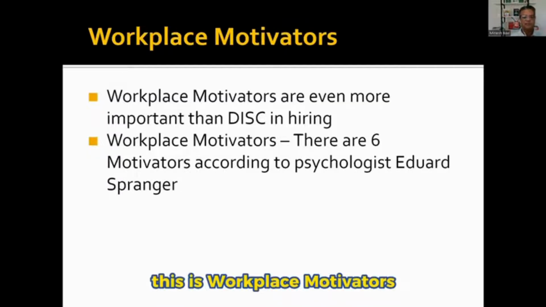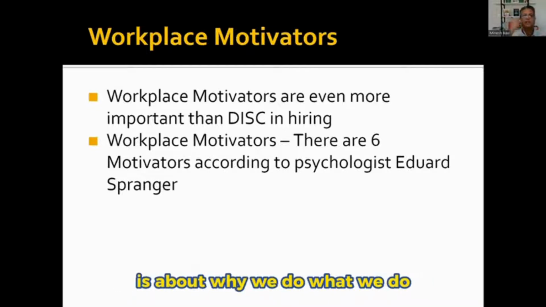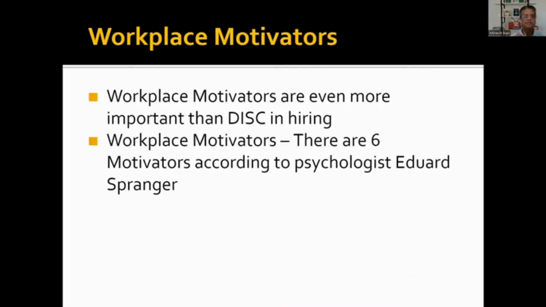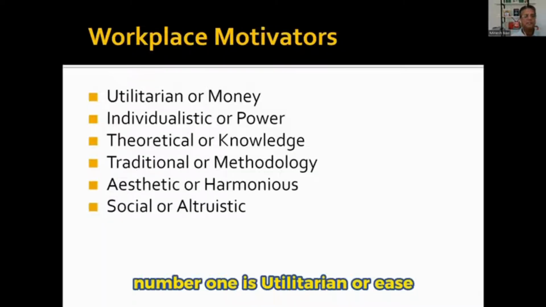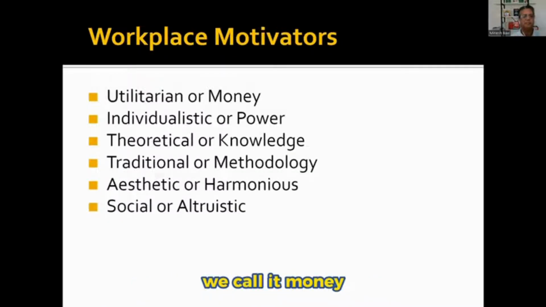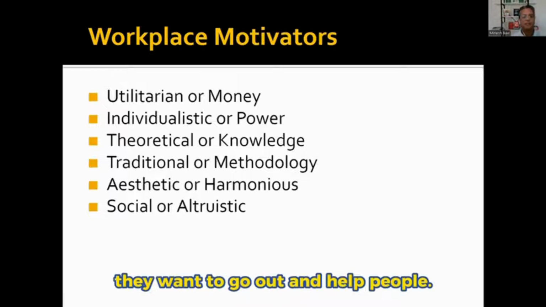This is workplace motivators. So DISC is about how, workplace motivators are about why we do what we do. Okay, it's even more important than DISC in hiring. There are 6 motivators. I'll give you a quick overview here. Number 1 is utilitarian. For ease, we call it money. Individualistic or power. Theoretical or knowledge. Traditional or methodology. These are people looking for certain structures and environment in their place. Aesthetic or harmonious, and these are looking for creative outlet, expression. Social or altruistic. They want to go out and help people.